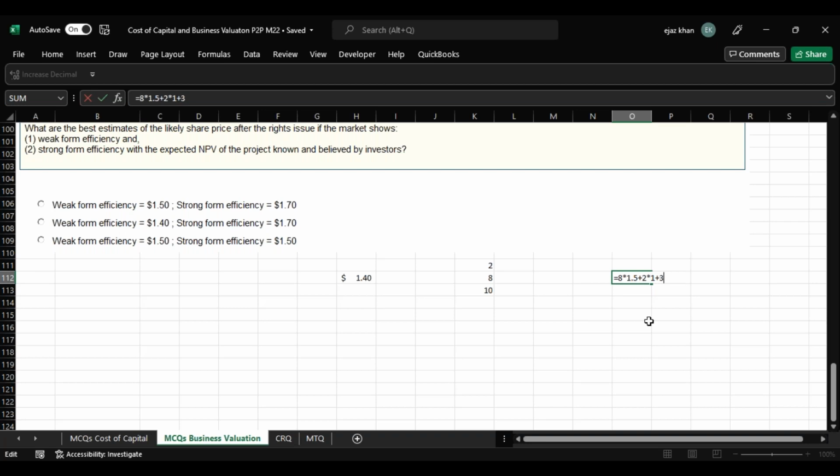Mahin, sorry, I'll get back to your answer. Hamad, 1.5 is just before the right issue, right? But they're asking what will be the price after the right issue. That means after the right issue has taken place, what is supposed to be the price? So they're assuming that the right issue is a historic event, and in the weak form, that historic event should be reflected in the price.